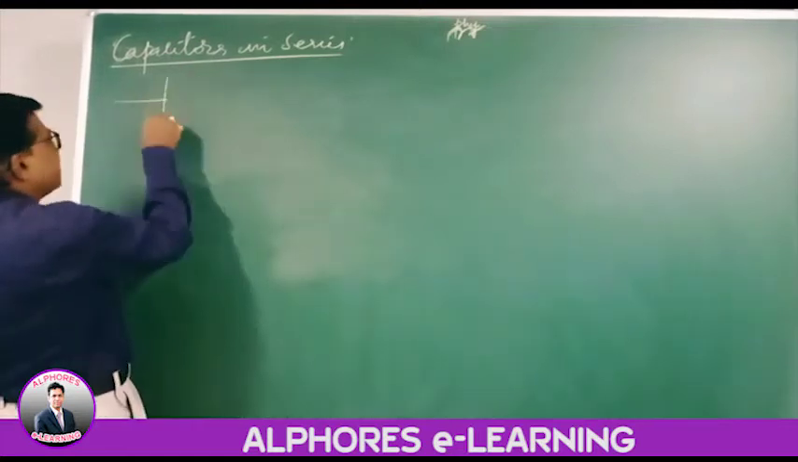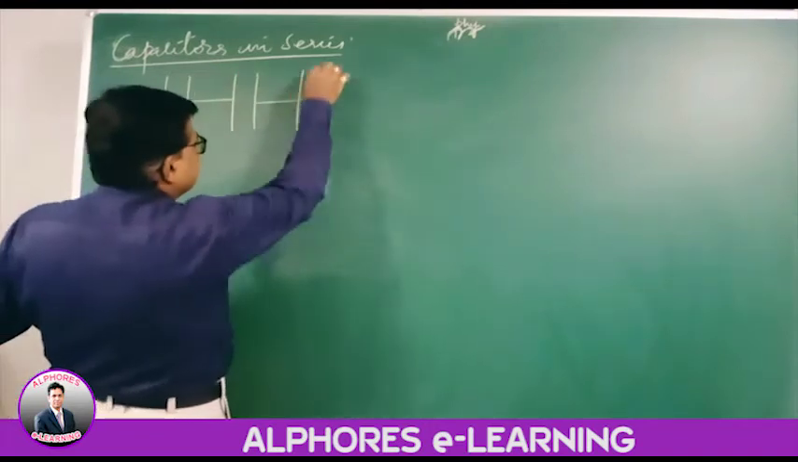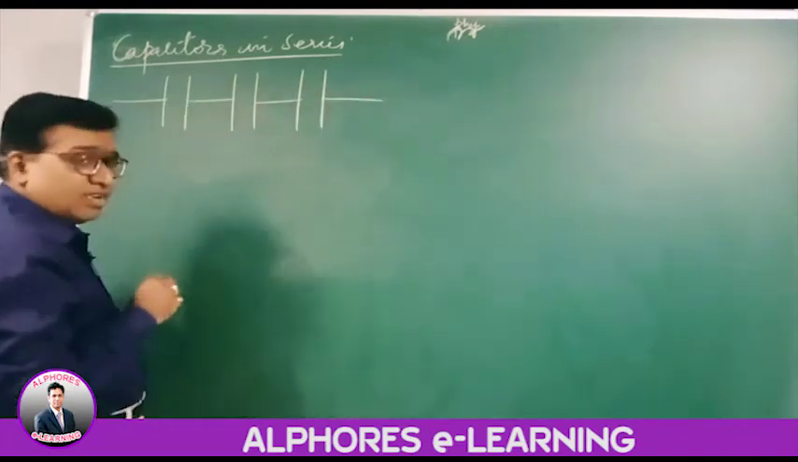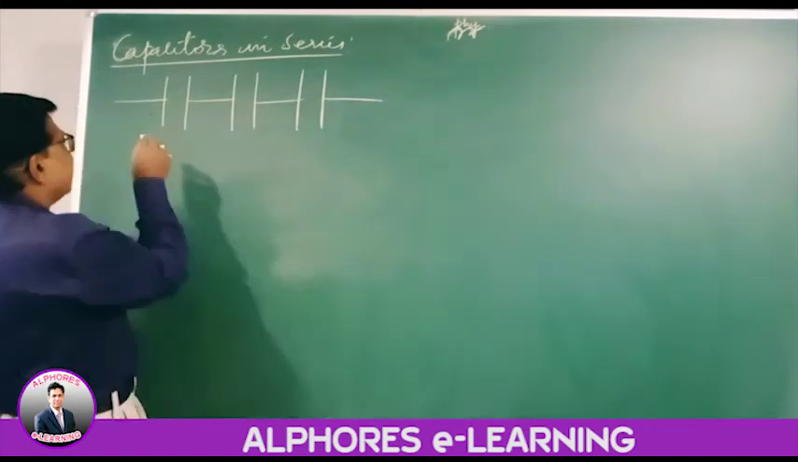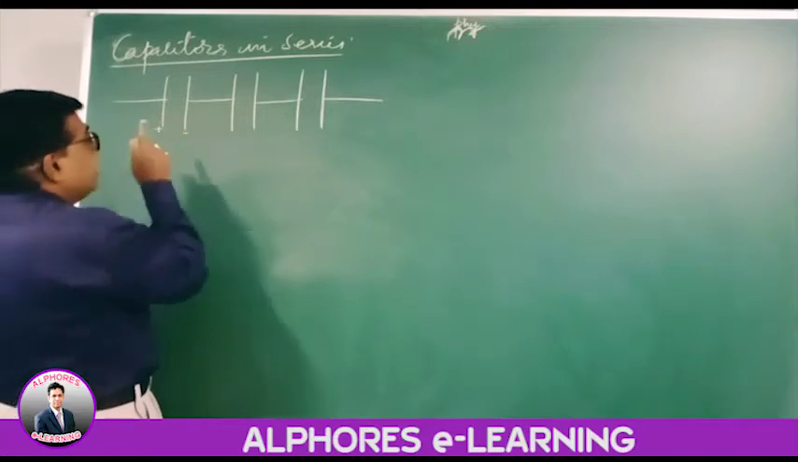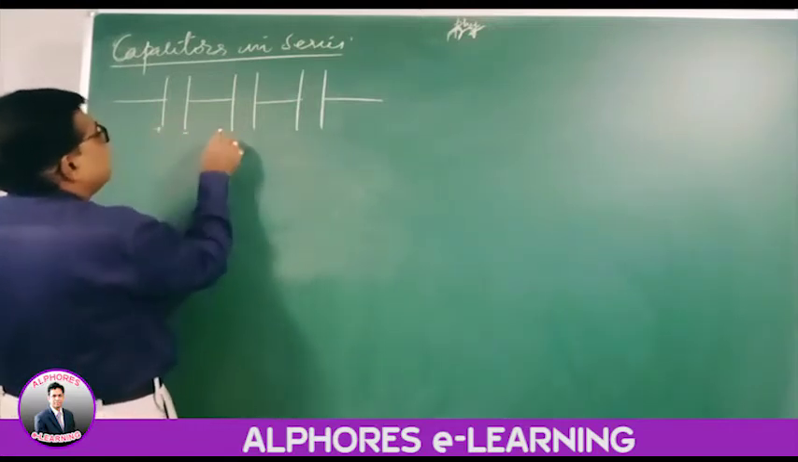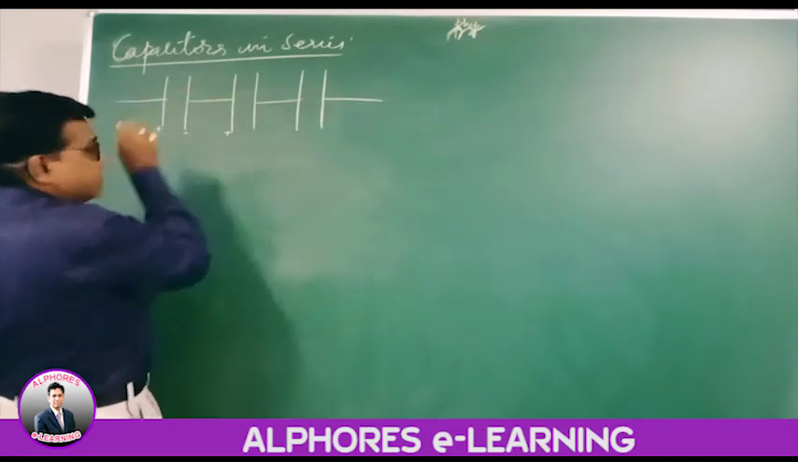Suppose I am considering three capacitors like this. There are three capacitors this way, connected in series. In series means, suppose I take this as plus and this as minus, opposite terminal. Then for the second element, the positive terminal of this is connected to the negative of the first.